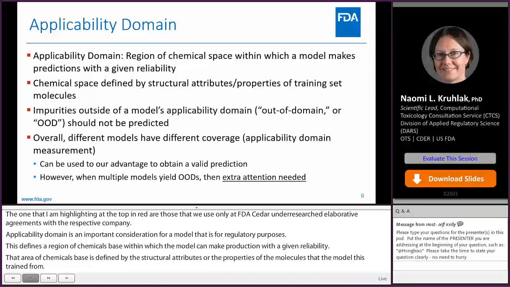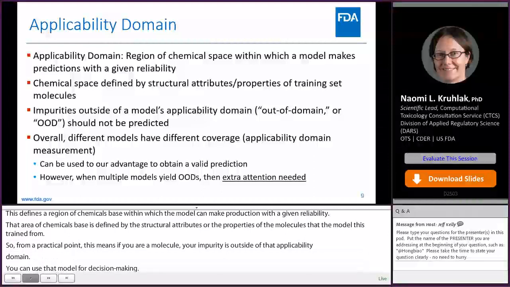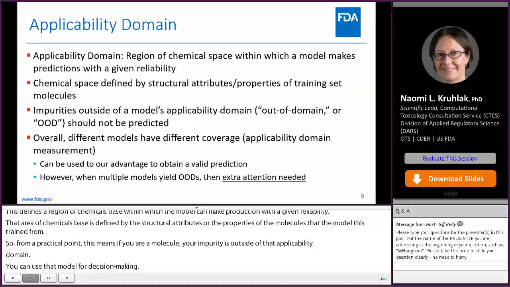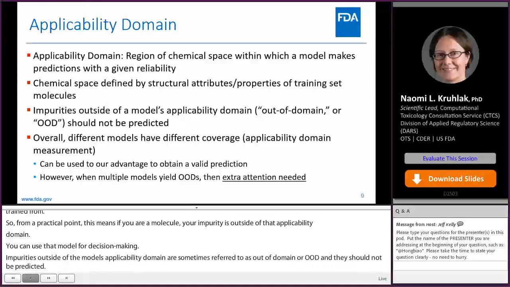Impurities that are outside of the model's applicability domain are sometimes referred to as out of domain or OOD, and they should not be predicted. But it's important to note that different models have different ways of interpreting applicability domain. And that comes from the fact that some of them are trained on different data, but also they're perceiving structure in a different way.